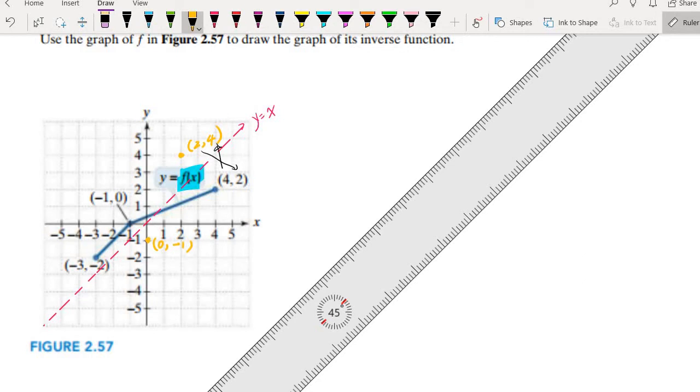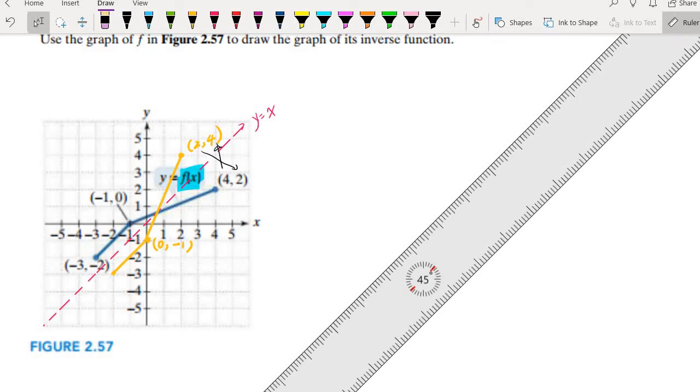Then we're going to have negative 2 and then negative 3. That will be right there. Okay, again, the order pair is just going to be exchanged, because earlier what we did is we changed the x and y. Remember, that's how we solved for inverse. So now we're going to connect all those points and then we finish this question.